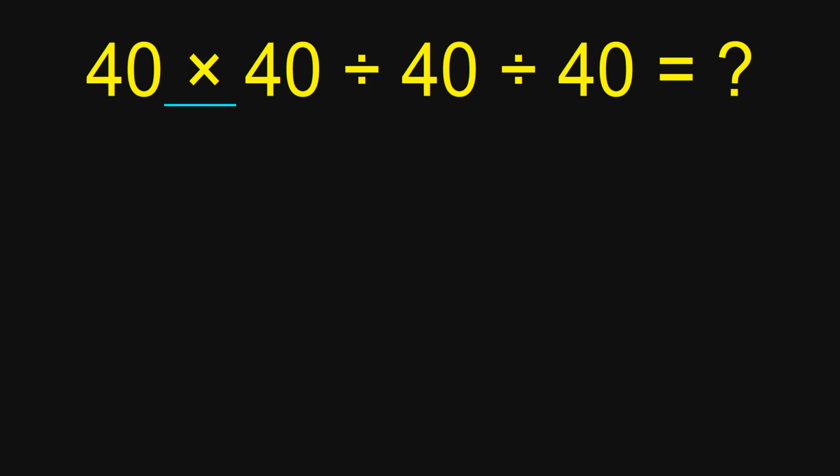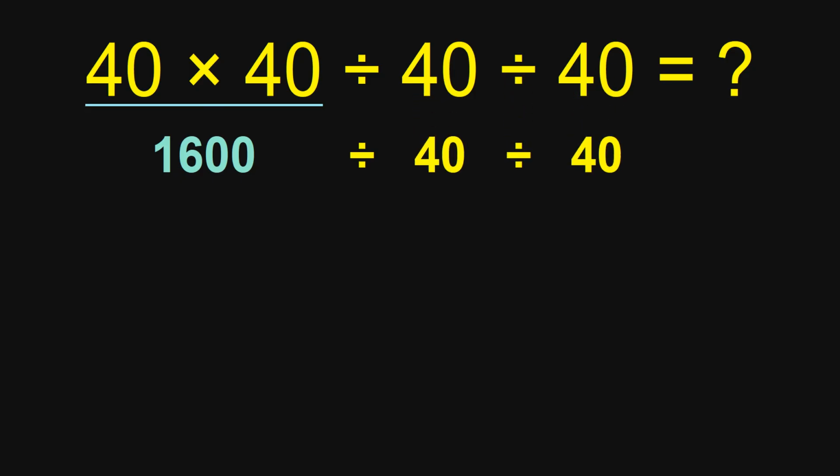So first we do this multiplication. We have 40 times 40, which equals 1,600. Rewrite our problem and we get 1,600 divided by 40 divided by 40.